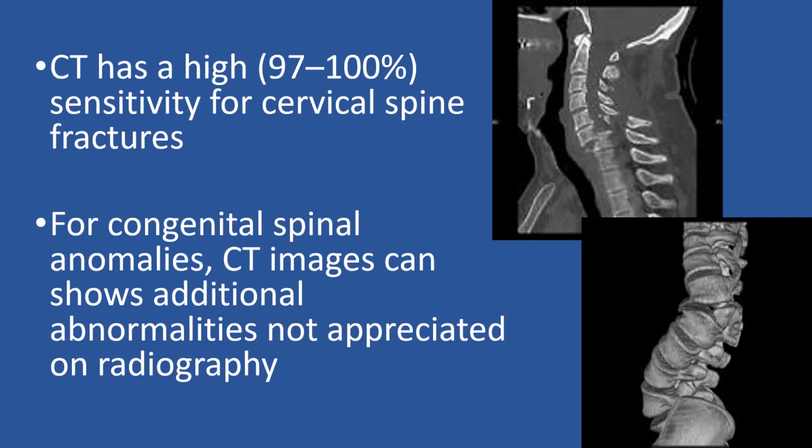Why? Because the shoulders come in the way of a plain X-ray. If you don't have a CT scan, then you have to take a swimmer's view, meaning traction proximally on one arm and traction distally on the other arm to get the shoulders out of the way to see C7-T1. For congenital spinal anomalies, CT images show additional abnormalities. We can see failure of segmentation, failure of formation, combined deformities. A CT helps us in many ways.